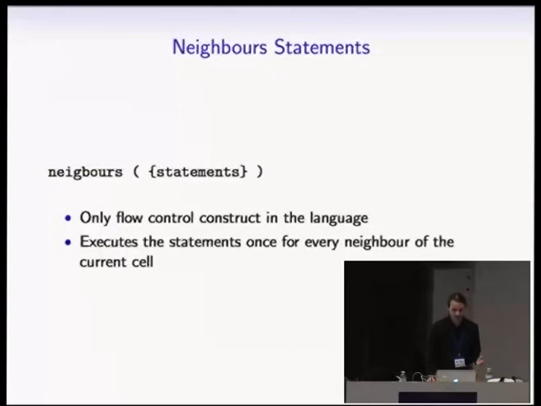We have a couple of more interesting things. There is a neighbors statement, which then is the only flow control statement in this language. And this evaluates the statements in the body once for every neighbor that the cell has. So if you run it in a corner, it'll evaluate this 3 times. If you run it on an edge, it'll evaluate it 5 times, and if you run it in the middle, it'll evaluate it 9 times.